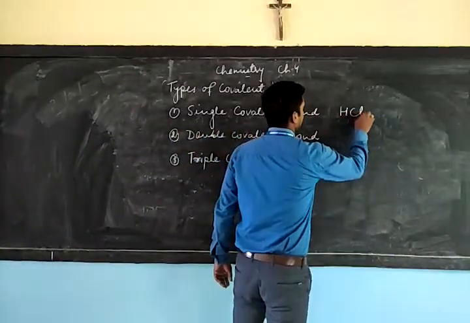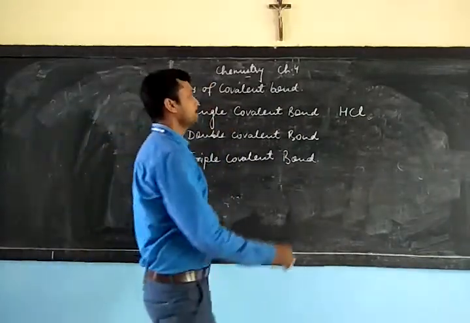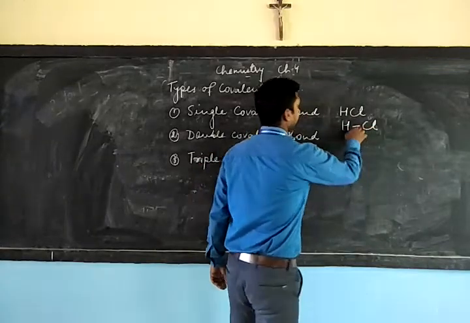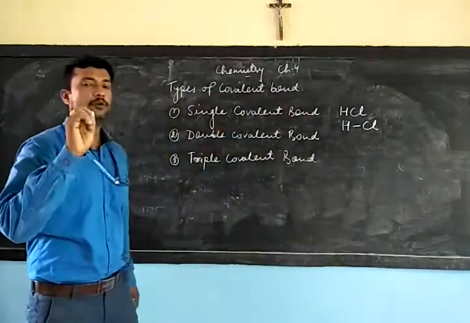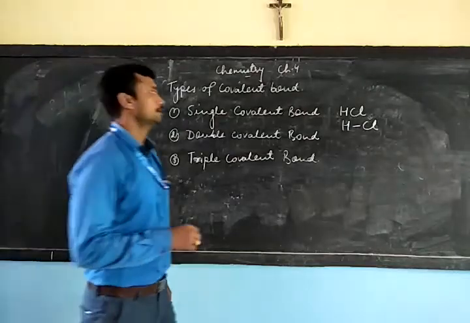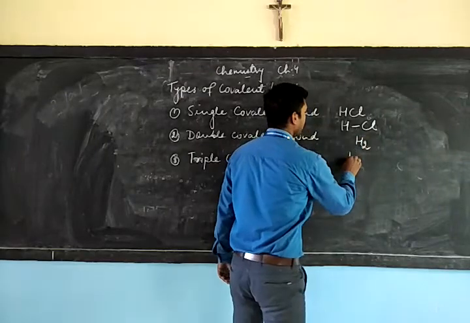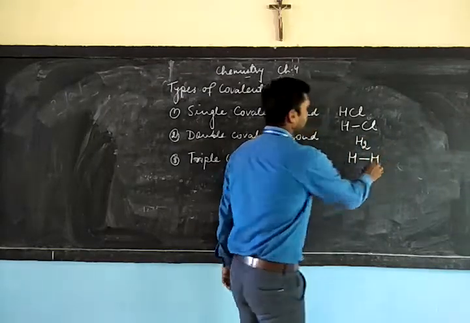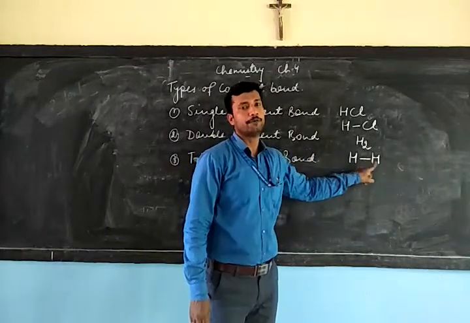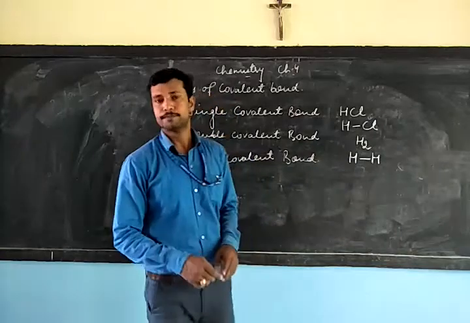We have the example HCl, because when you draw the structure, you will find there is only a single covalent bond between hydrogen and chlorine. Another example is H2, where you can also see there are two hydrogen atoms with only one bond between the two atoms. This is single covalent bond.